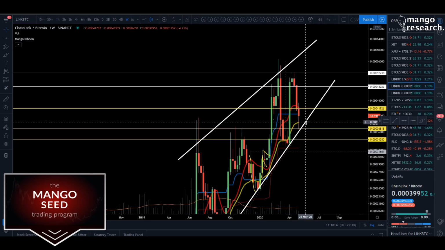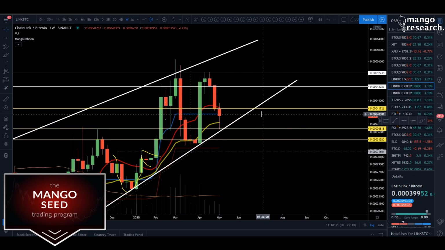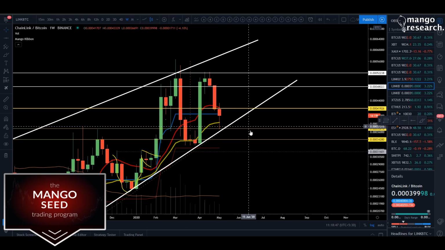I'm seeing this bounce off the weekly 21 EMA over here as well. If we close Link above the Tenkan, I'm going to be feeling very confident on this trade to hold for the long term. If we actually close above the 10 SMA as well, I'm going to be very confident to hold this. It's going to look like a nice strong bounce.